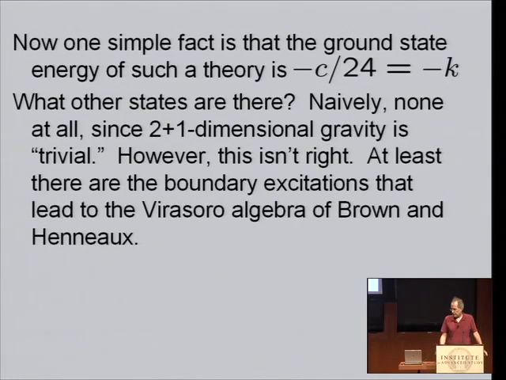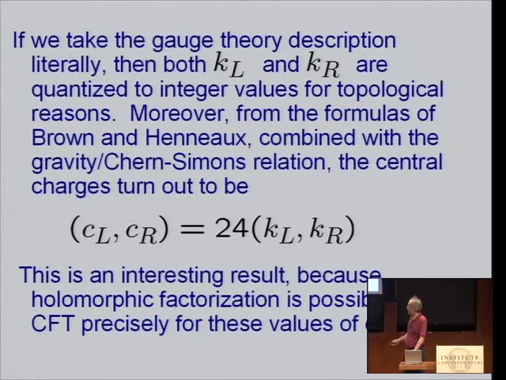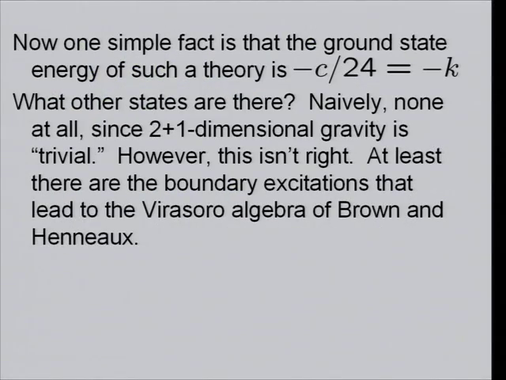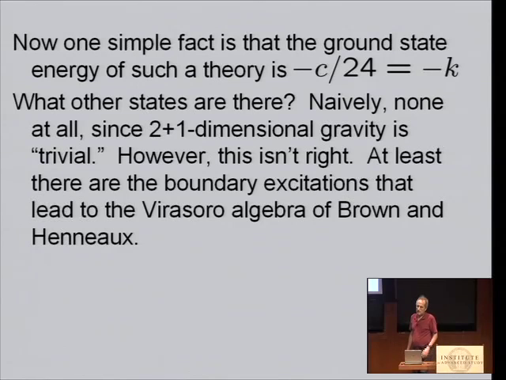Now, one simple fact is that the ground state energy of such a theory is minus c over 24, which is minus k. And that's actually the simplest way to see that c should be divisible by 24 for holomorphic factorization. The ground state energy has to be an integer if the left movers by themselves should be a good modular invariant theory. But it actually is minus c over 24, so we want c over 24 to be an integer. So it was kind of nice when we got this 24 by computing the central charge, but there was a little bit of sleight of hand involved. I won't try to explain it now, but if you wish, you can look in the paper.